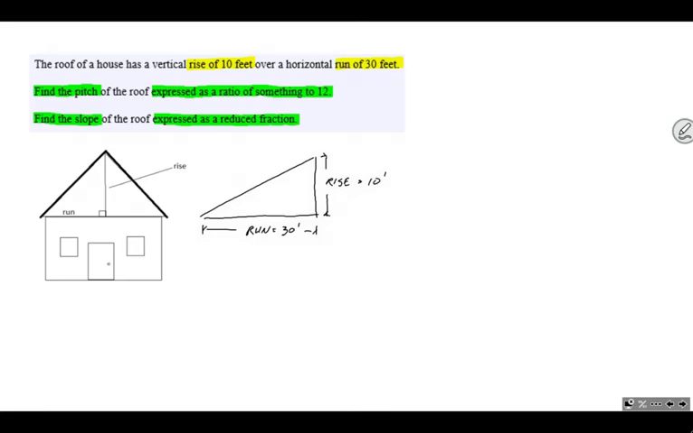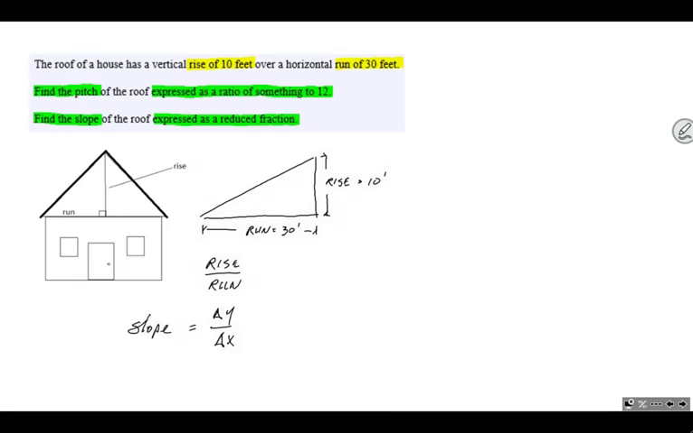And the pitch of a roof is a way of expressing rise over run. Remember, that is also the way that we express slope. On a graph of a line, we can express slope as the change in the y direction, or the vertical direction, over the change in the x direction. We can write change in y over change in x. And that's going to also give us slope.